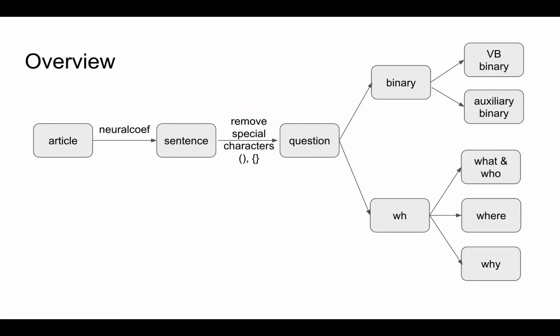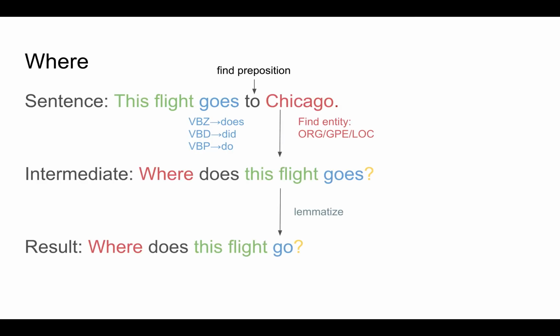Secondly, we will introduce how to generate the where questions. Similarly, we find the subjects and the root verb. We find the preposition and the entity tag, organizations, GPE, LOC in the sentence, and rearrange the sentence and lemmatize to ask a where question.